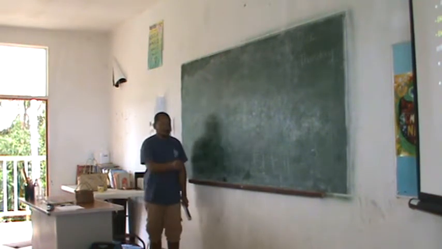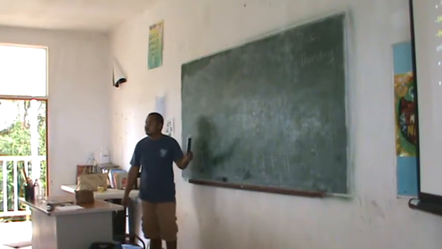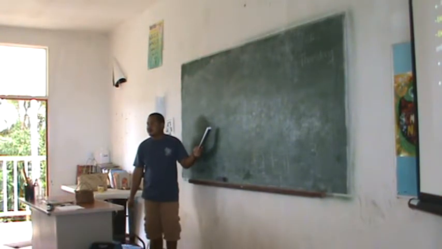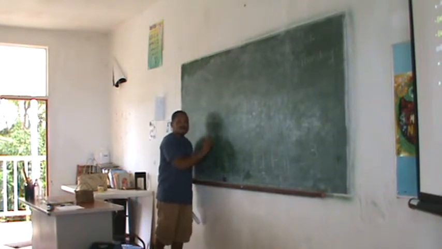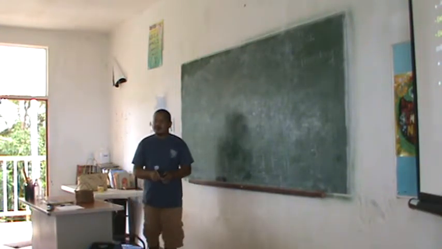Negative. Why negative? Because 2 has a greater absolute value. That's why you have to carry the sign of that number, so you use it for your answer. Okay? Any questions? Does anyone have any questions?